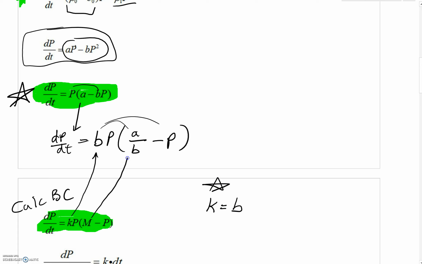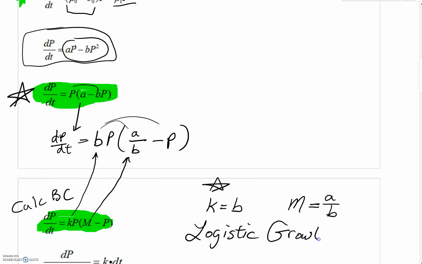And then you can say, well, what about your maximum carrying capacity? Well, your M would be a over b right here. So this is what you did in Calc BC last year. Logistic growth was represented as a differential equation.